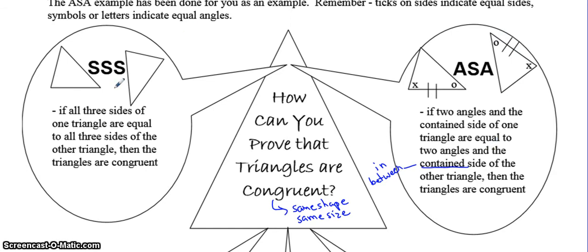The next congruency sufficiency condition: if all three sides of one triangle are equal to all three sides of the other triangle, then the triangles are congruent. So the shortest side would have to equal the shortest side. The next shortest side would have to equal the next shortest side over here. And the longest side would have to equal the longest side. So that's what it means by labeling to show that they are congruent.